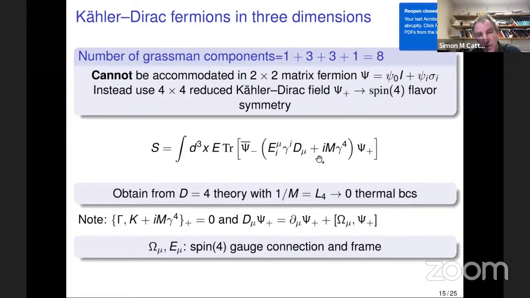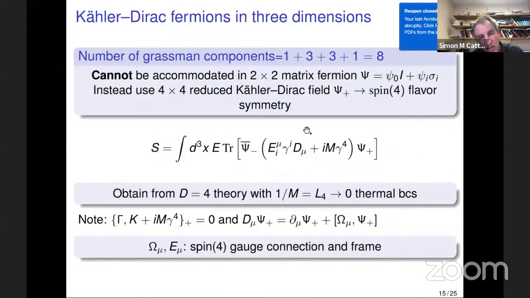So if I start writing the action down in terms of three dimensions, I'll have, of course, some covariant derivatives, some frames again like before. But now, because I'm in a 4x4 basis, I have a mass term I can write down proportional to gamma 4. That wasn't an option in even dimensions, but now it is. And this whole operator still anti-commutes with the gamma operator that I can define in three dimensions. So this reduced Kaehler-Dirac theory can be written down in three dimensions using these 4x4 matrices.